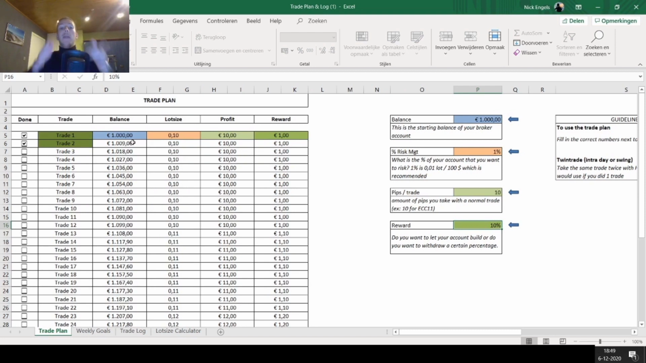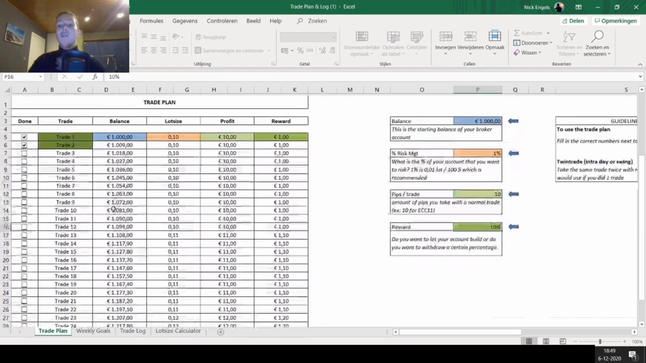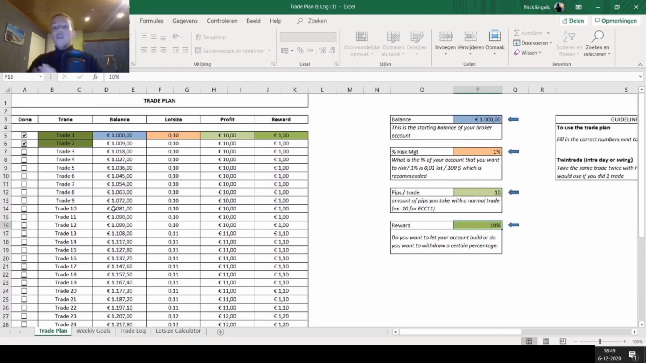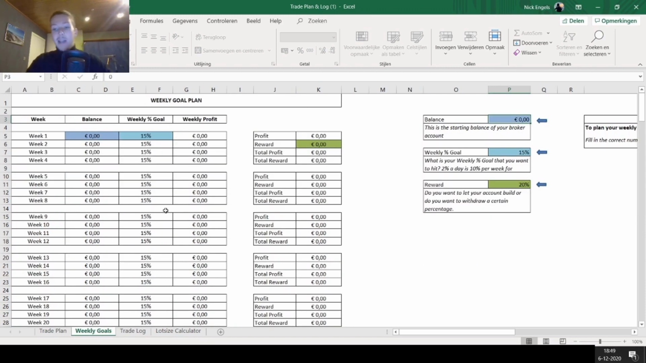Now, this trade plan you see right here is obviously a short-term plan since we just planned out 30 trades. Now, if you want a more long-term plan, you can go to the second page where you will be able to find a weekly goal plan. It is exactly the same way of working as the first trade plan, but then just to get a monthly overview. Let's fill this in the exact same way.